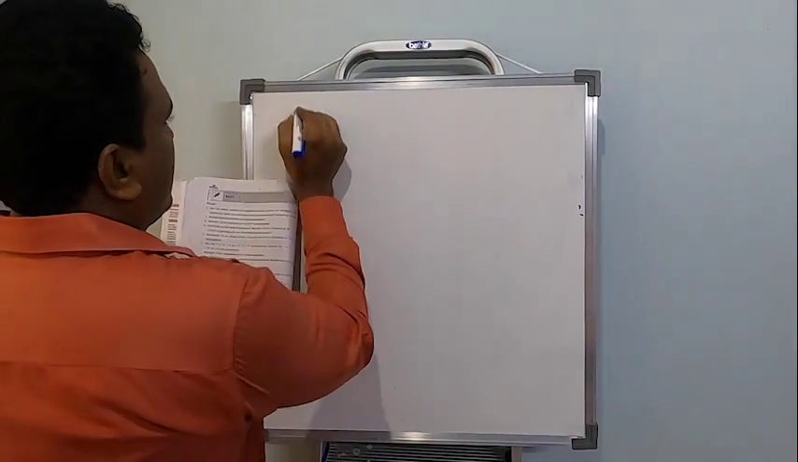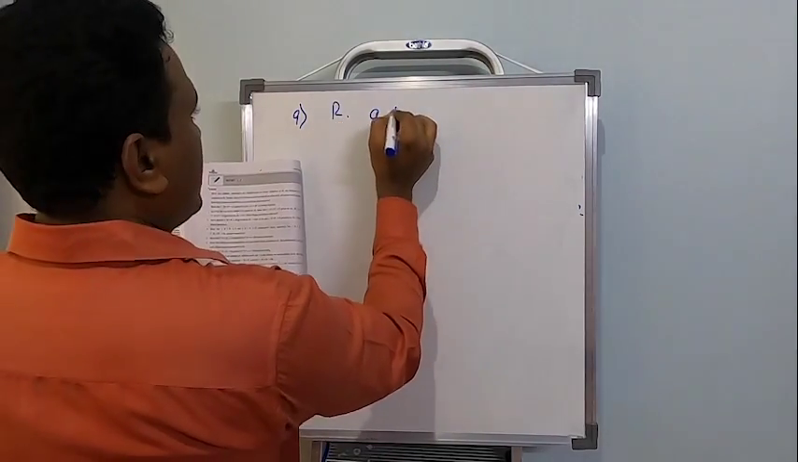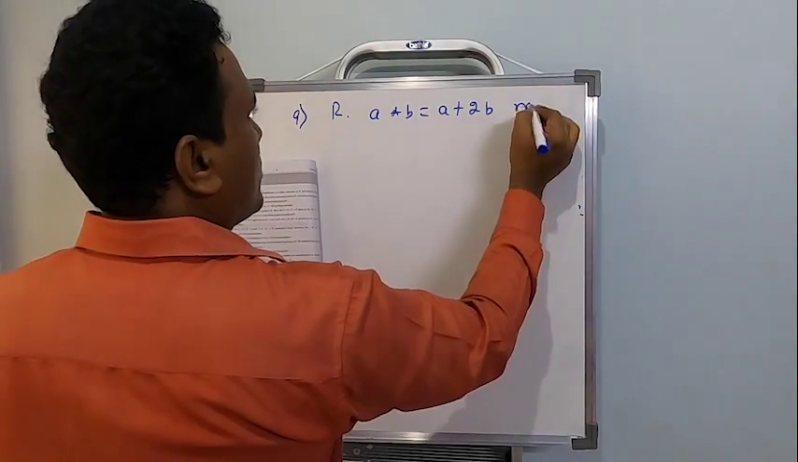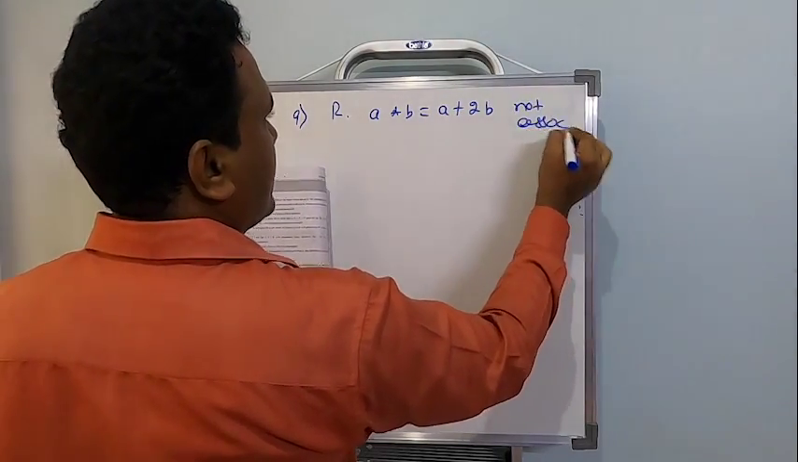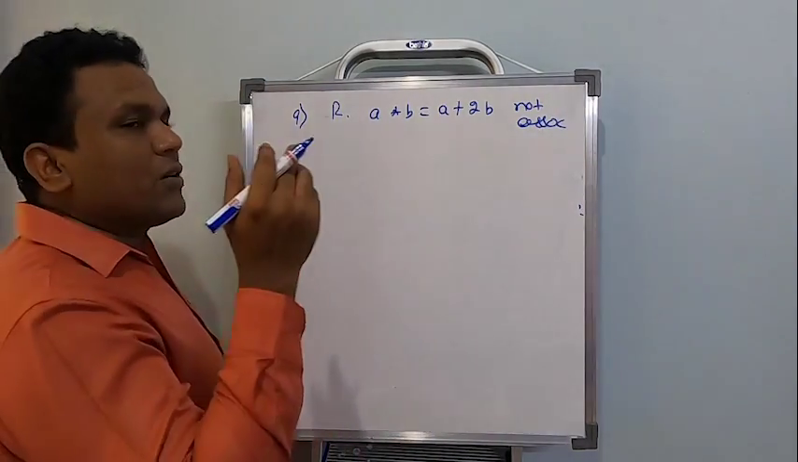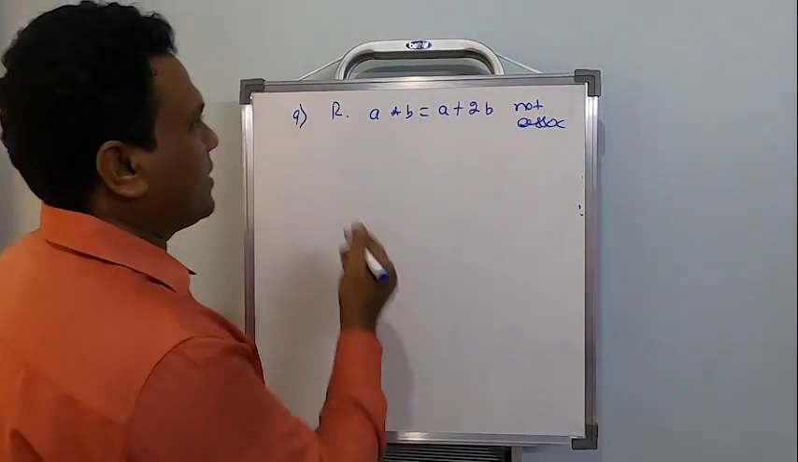Now next, problem number 9. Problem number 9 is defined on real numbers. A star b is defined as a plus 2b. Show this is not going to be associative. So let us check the associative property. You can go with an example or you can learn the general procedure. Anything is fine.